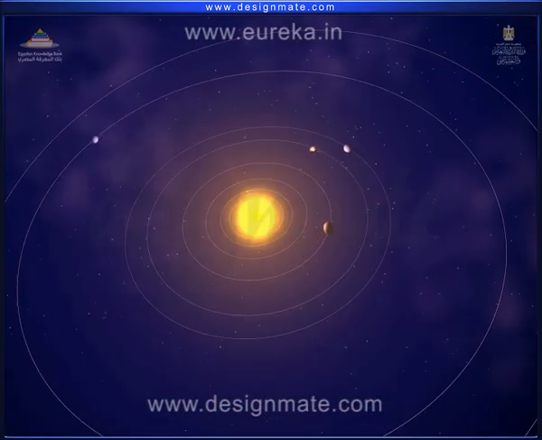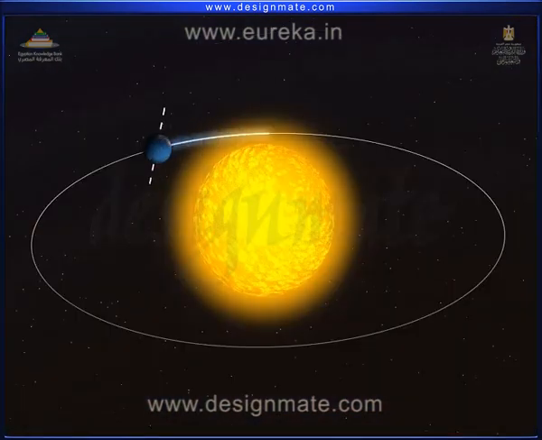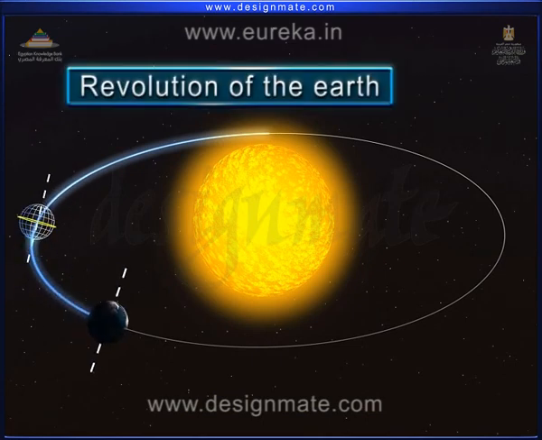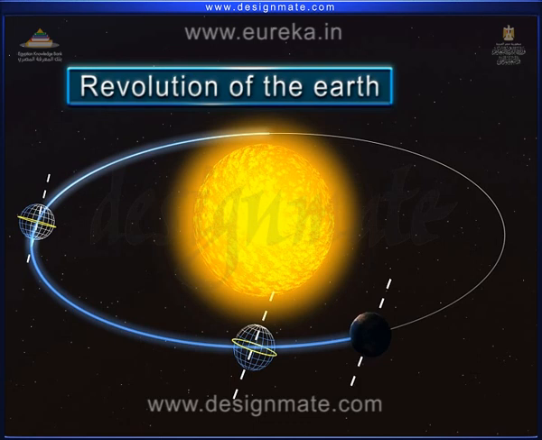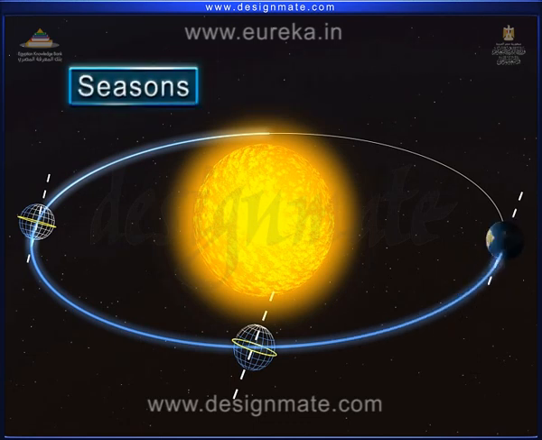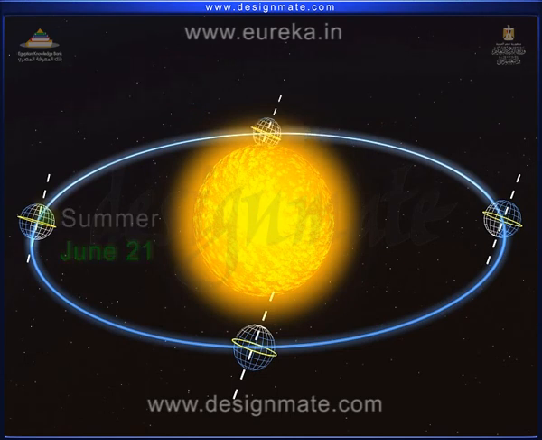Planets move around the sun. Earth also moves around it. This is known as revolution of the Earth. Due to this revolution, seasons change on the Earth. Some parts have summer, others have winters.